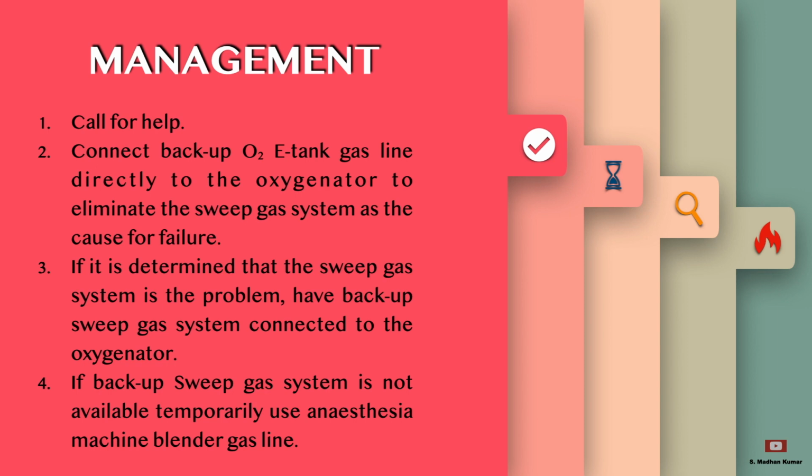How do you manage the sweep gas failure? First of all, call for help. Connect the backup oxygen E-tank gas line directly to the oxygenator to eliminate the sweep gas system as the cause of the failure. If it is determined that the sweep gas system is the problem, have the backup sweep gas system connected to the oxygenator. If the backup sweep gas system is not available, temporarily use the anesthesia machine blender gas line.